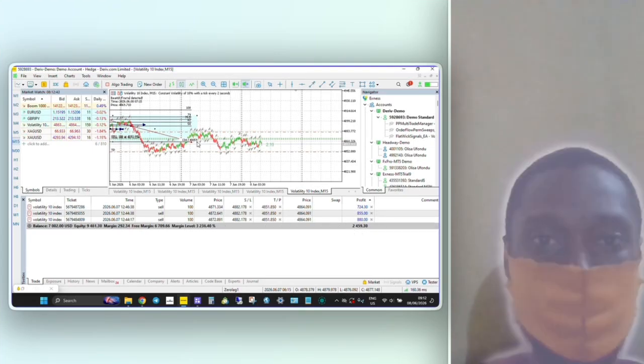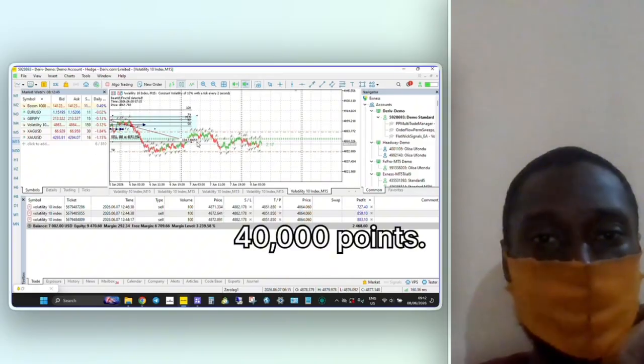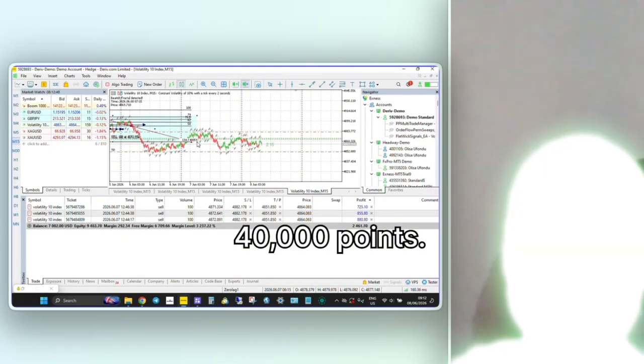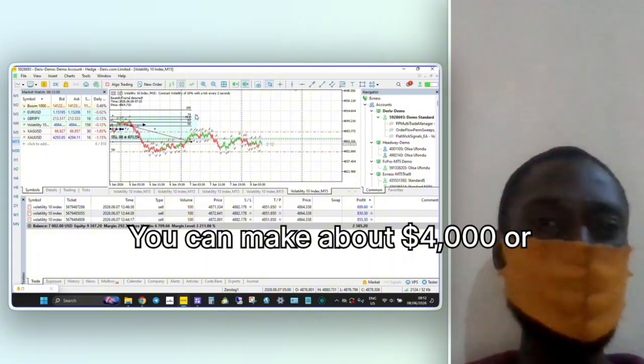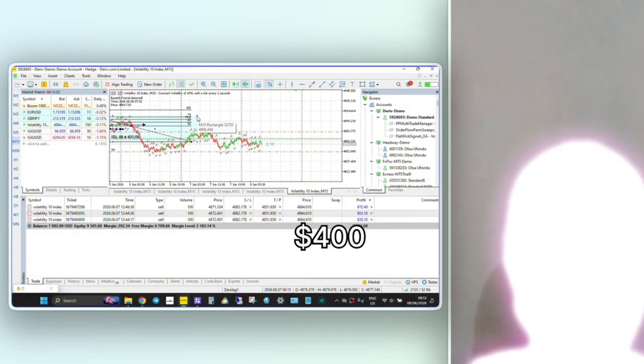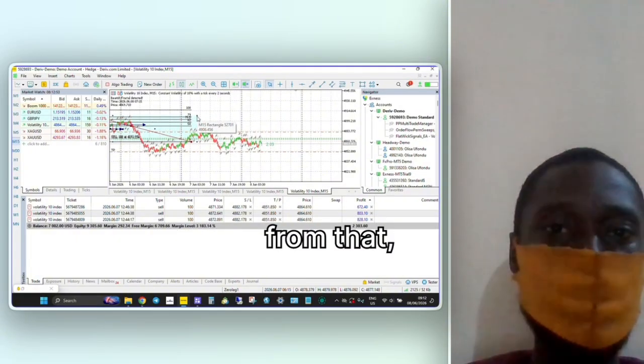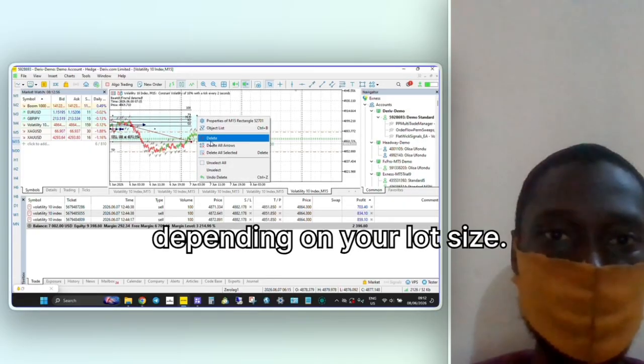And that is about 40,000 points. You can make about $4,000 or $400 from that, depending on your lot size.